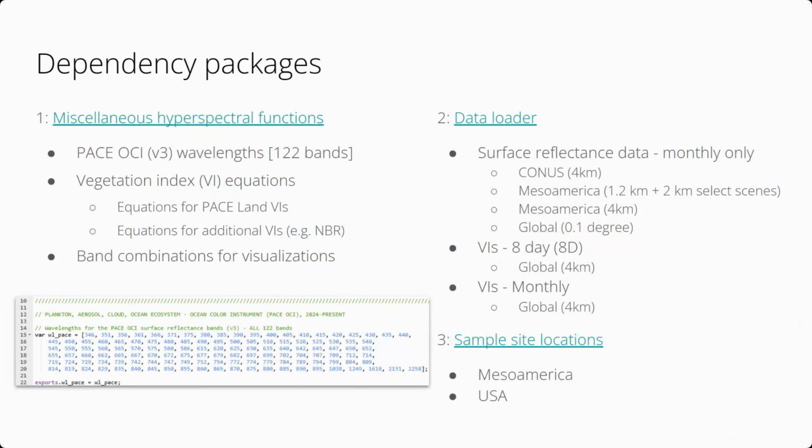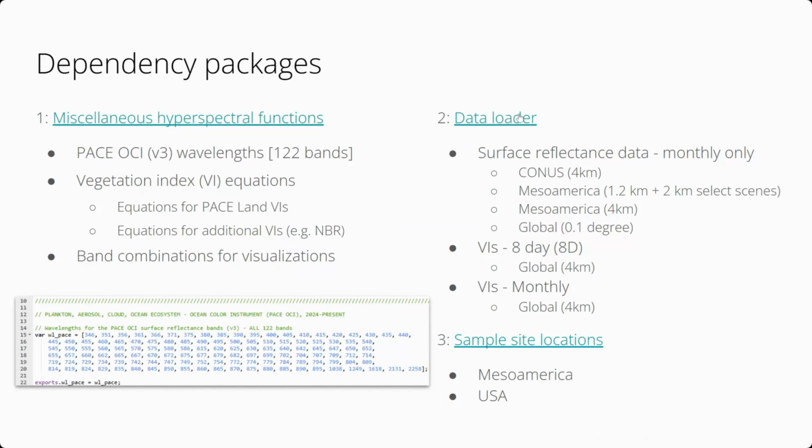And then in the next few minutes, I wanted to quickly mention that when you do load the toolkit, it pulls in 3 dependency packages. One loads different spatial functions, including the original equations for estimating the land vegetation indices, as well as additional VI equations, for instance, normalized burn ratio, some sample band combinations that you might want to use, and also the wavelengths for version 3 of the surface reflectance data.